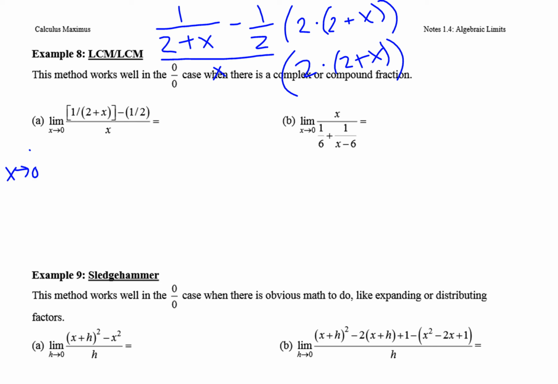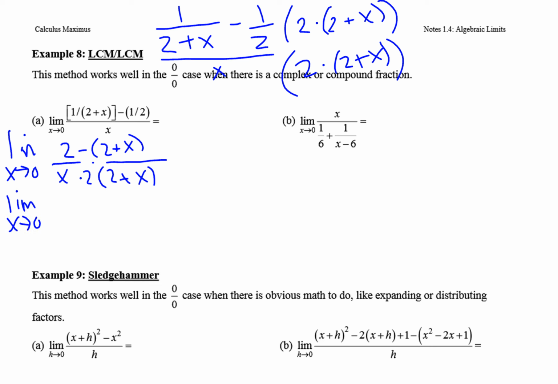Alright, this is one. This has a limit here. Great. So we have the top, we end up with 2 minus the quantity 2 plus x. At the bottom we get x times 2 plus x. And if we distribute the top, we have the limit as x approaches 0.